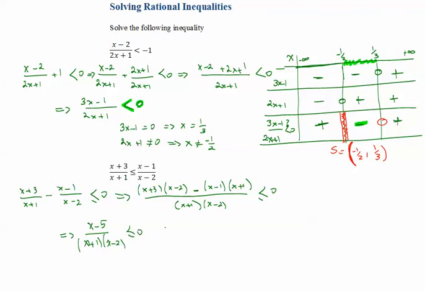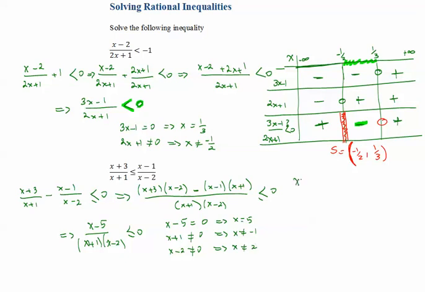And the same thing, first we look for those critical points. What makes this equal to 0 is when x minus 5 equals 0, which is when x equals 5. And x plus 1 should not equal 0 because it's in the denominator. So I remember that x should not be equal to -1, and x minus 2 should not be equal to 0, meaning that x should never be equal to 2.